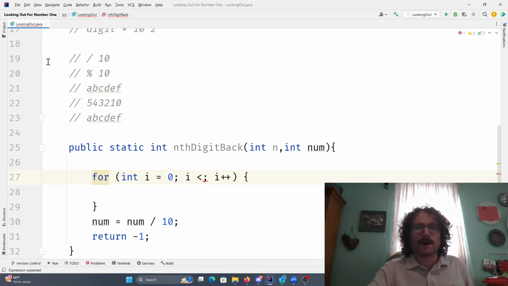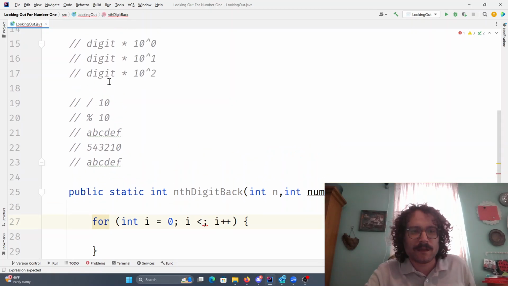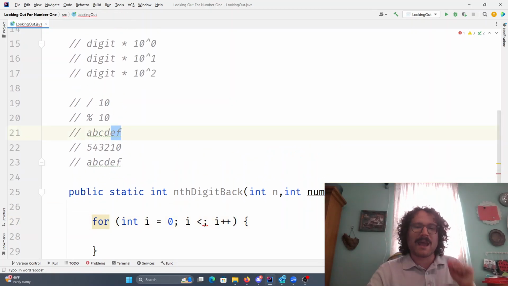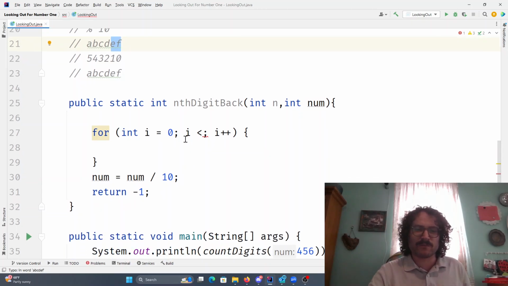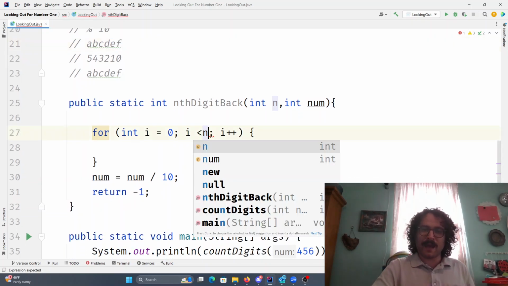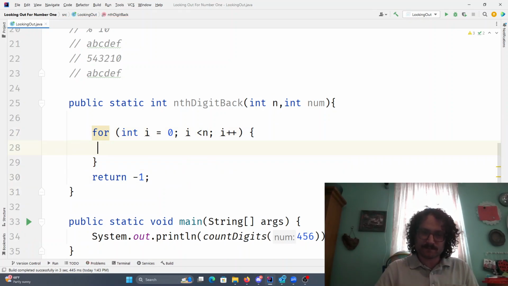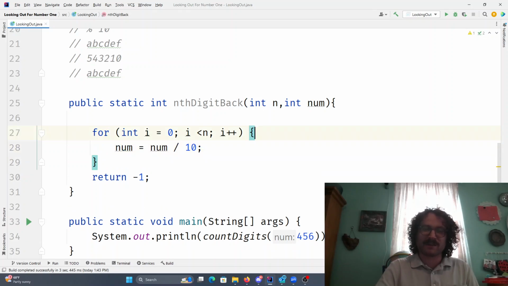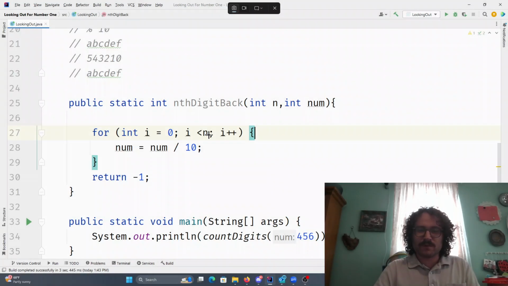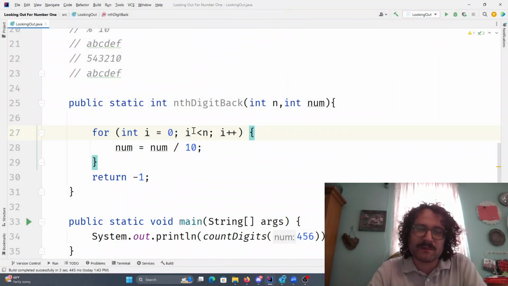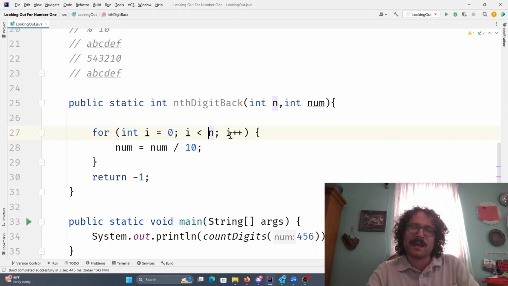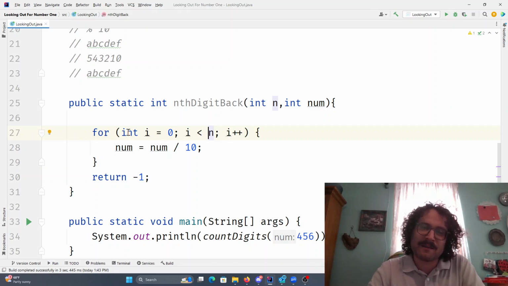We want to chop off the rightmost digit n times. So what should we put in here? N, and we want to do this operation multiple times. So that's what we put inside the for loop. We say int i is equal to 0, i is less than n, i plus plus. This is the format of the loop to say we want to do this exactly n times.